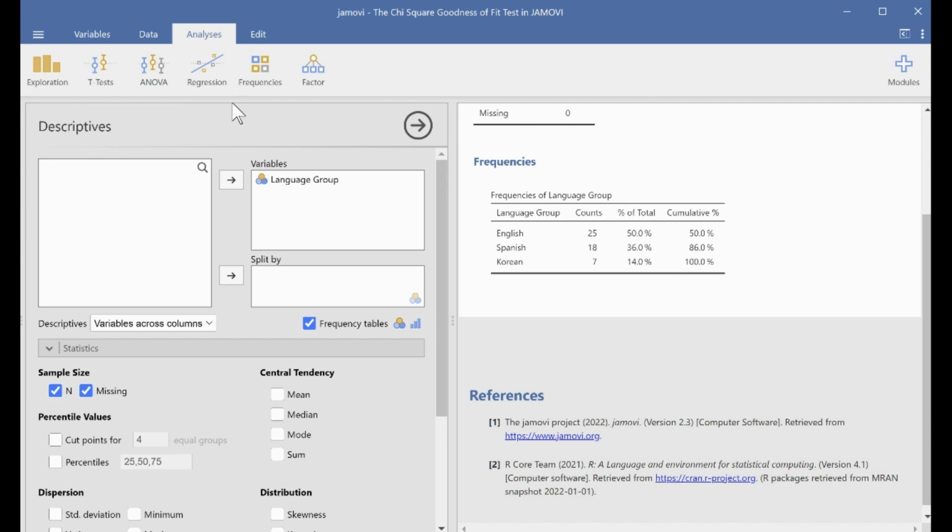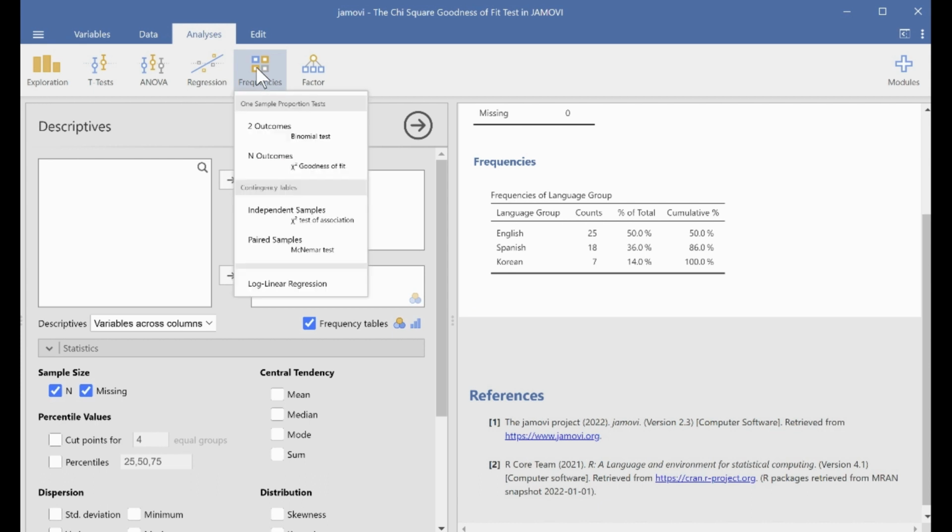Now, let's do a chi-square goodness of fit test. Let's click on frequencies. Let's go down to N outcomes goodness of fit test. Let's just click on that.